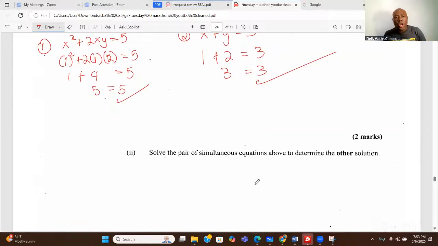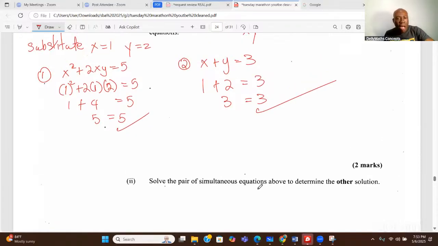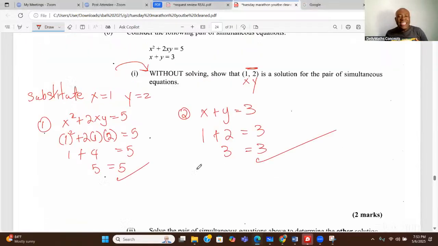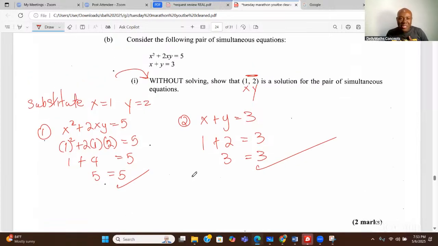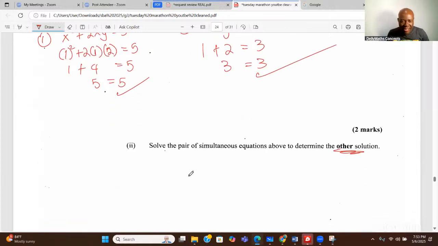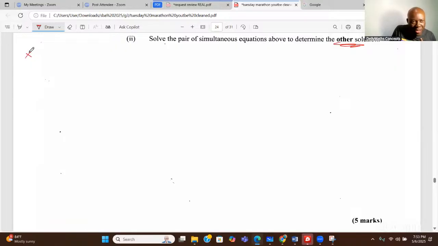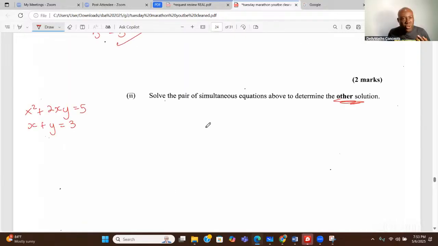All right. Now, look at this now. It says solve the pair of simultaneous equations above to determine the other solution. So now we want to solve to find the other solution. Allow me to write this down here. We have x squared plus 2xy equal to 5, and then x plus y is equal to 3. Let me make sure we have it right.